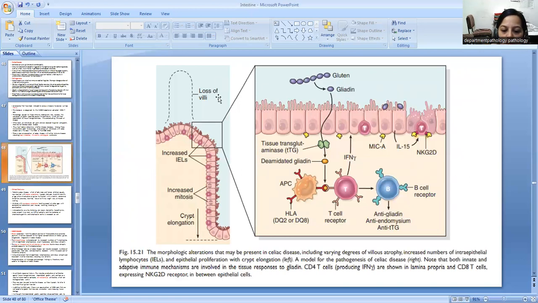So, here there are a number of alterations which may be present in celiac disease, like varying degrees of villus atrophy, increased number of intraepithelial lymphocytes, and epithelial proliferation with crypt elongation. Both innate and adaptive immune mechanisms are involved in the tissue responses to gliadin.